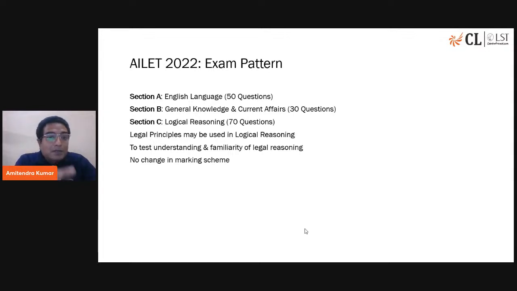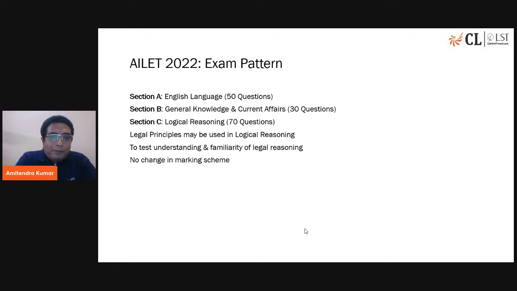This clearly means, first of all, before you make any assumptions, mathematics has been removed from the paper. I'm sure most of you are a happy lot now with that. But many of you are believing that probably legal has also been done away with. No. If you read the change carefully, you'll realize legal reasoning may still be part of the logical reasoning. Legal reasoning will be there to test your understanding of that subject. So it is still going to be there.